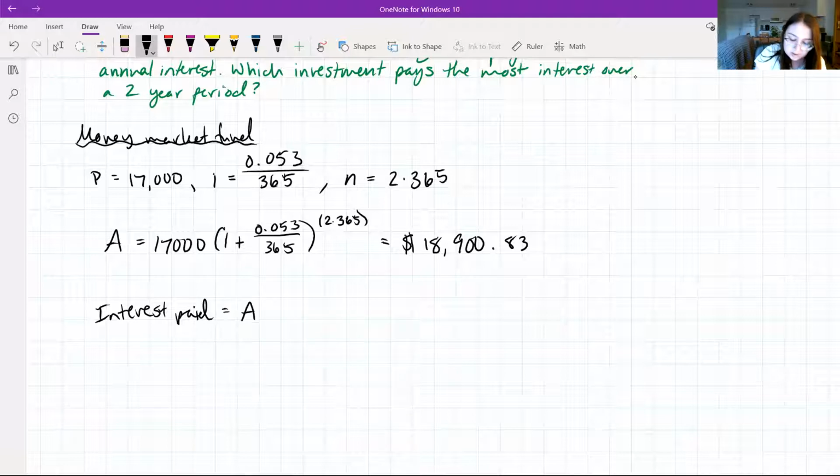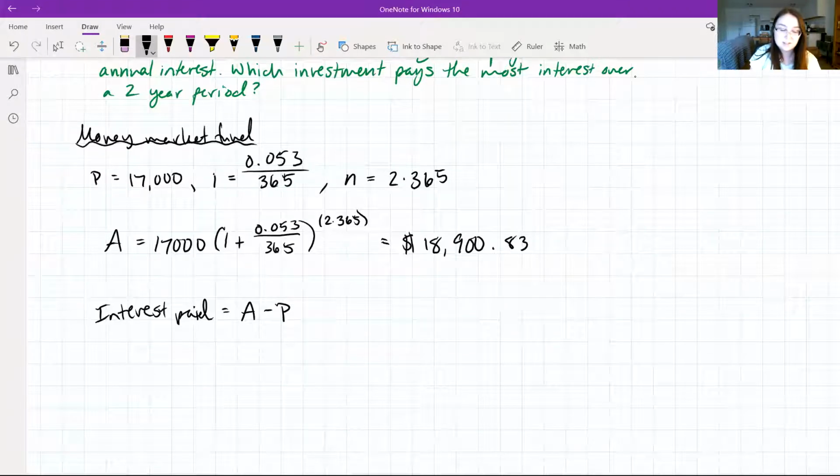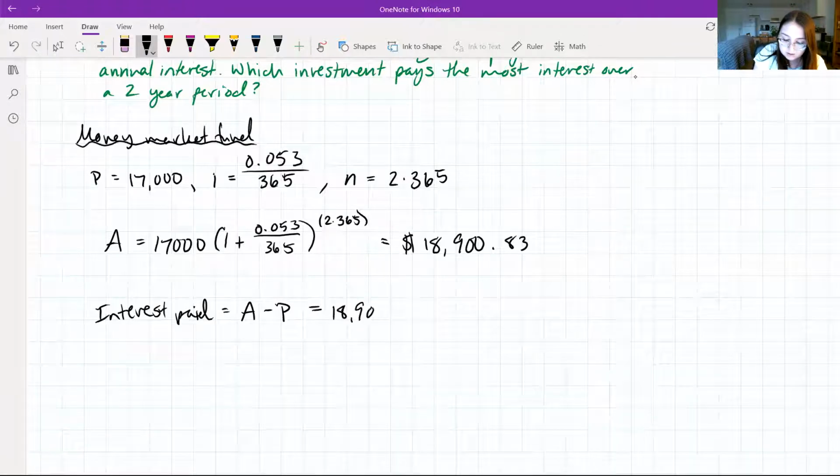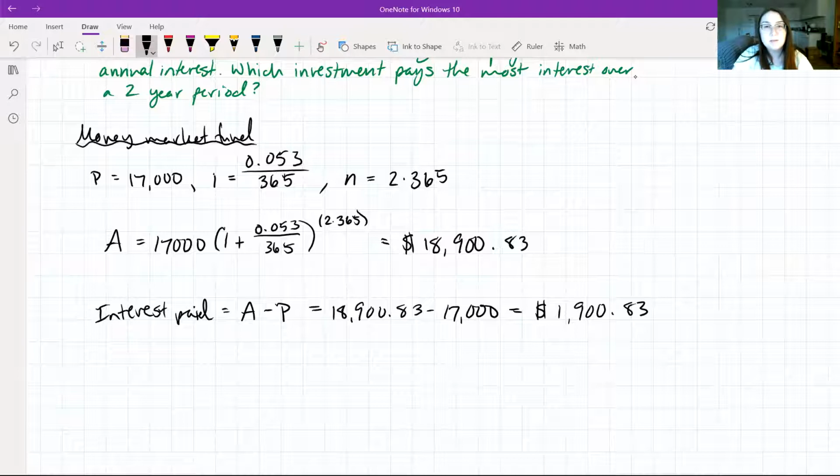So what we can do to find interest paid is we take our future value A, we subtract our principal P, and that gives you our interest paid. So we're going to write 18,900.83 minus 17,000. We're going to end up getting $1,900.83.